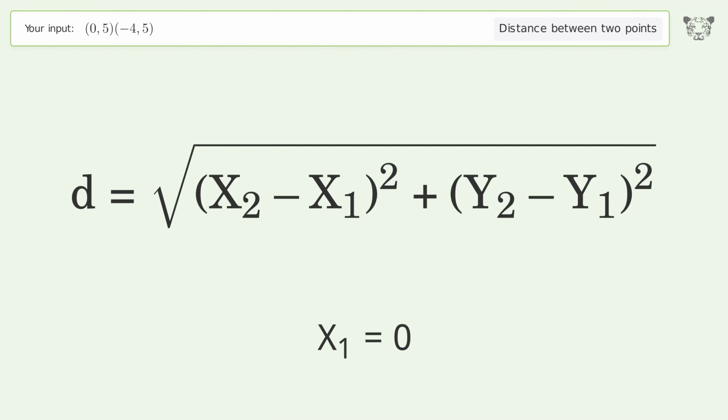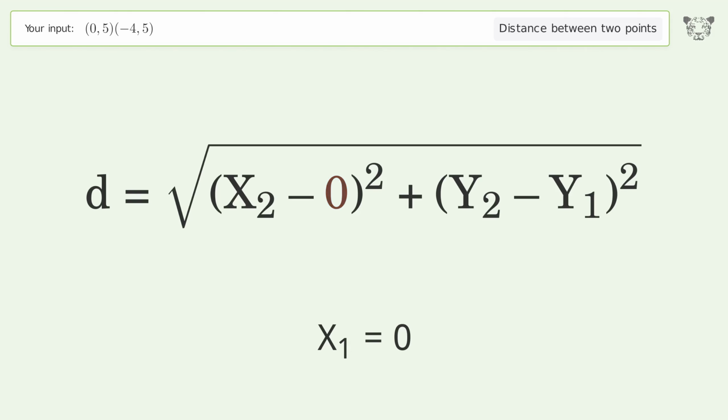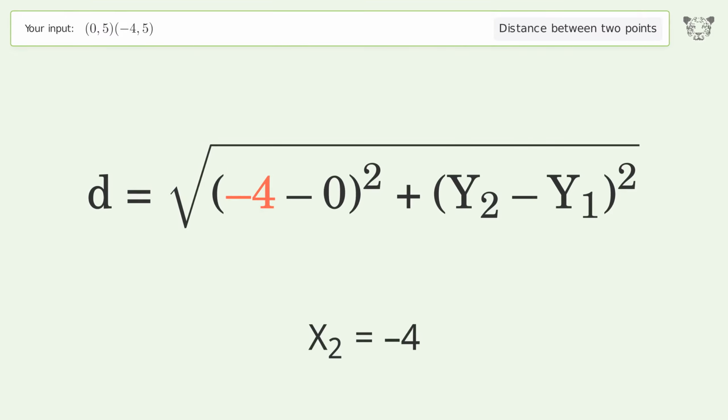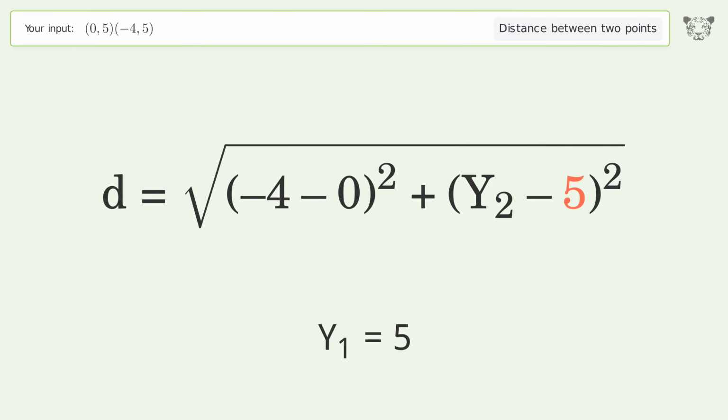x1 equals 0. x2 equals -4. y1 equals 5. y2 equals 5.